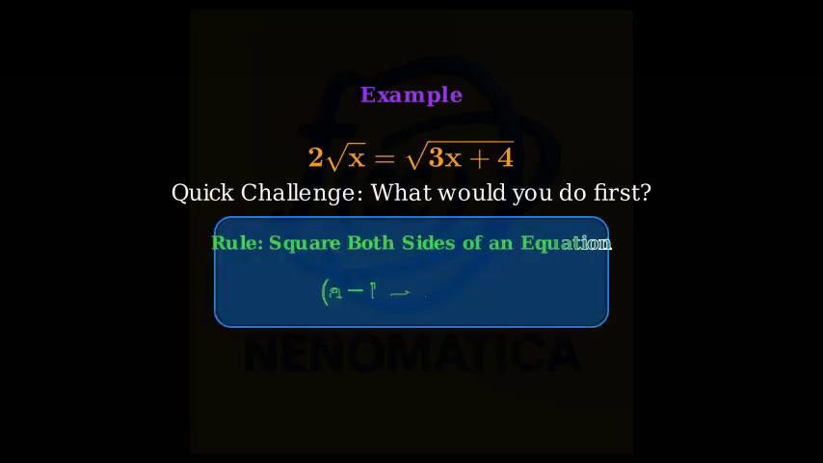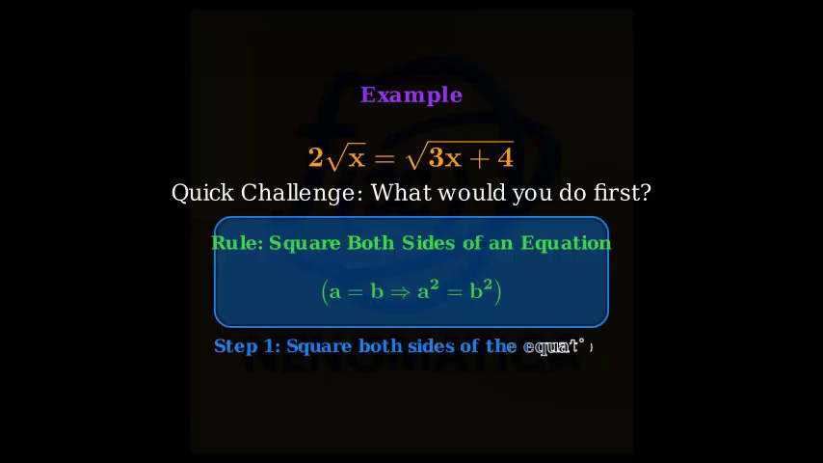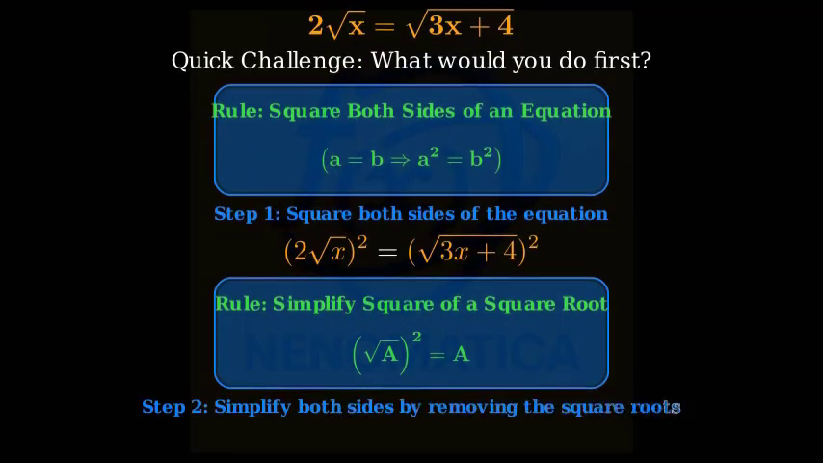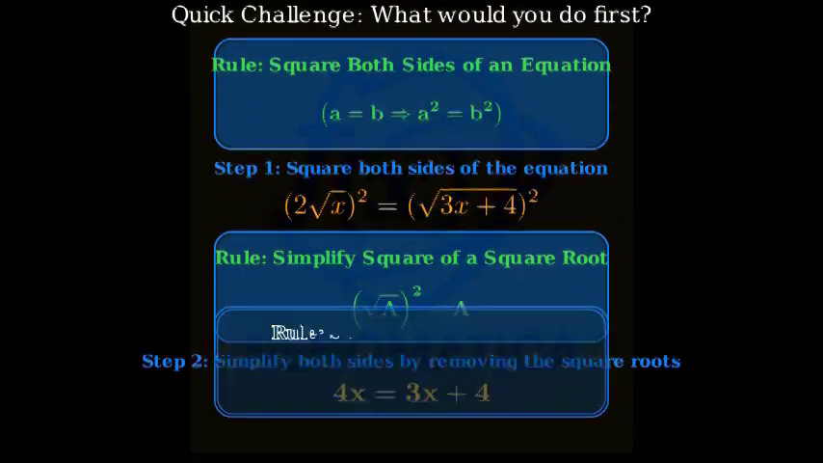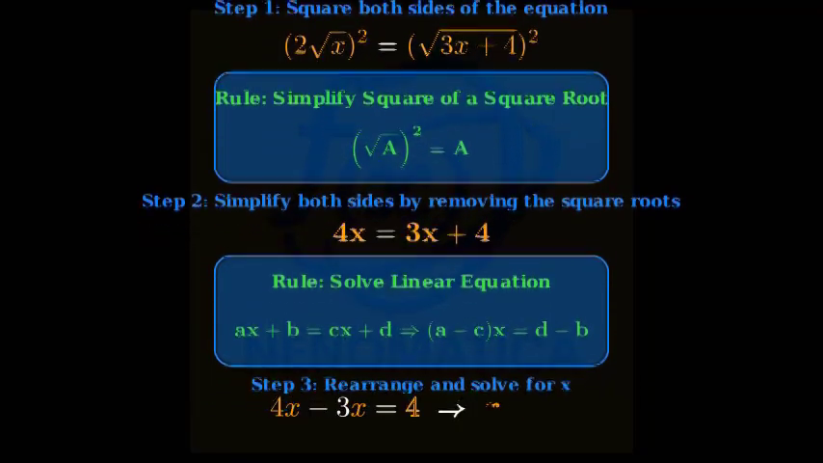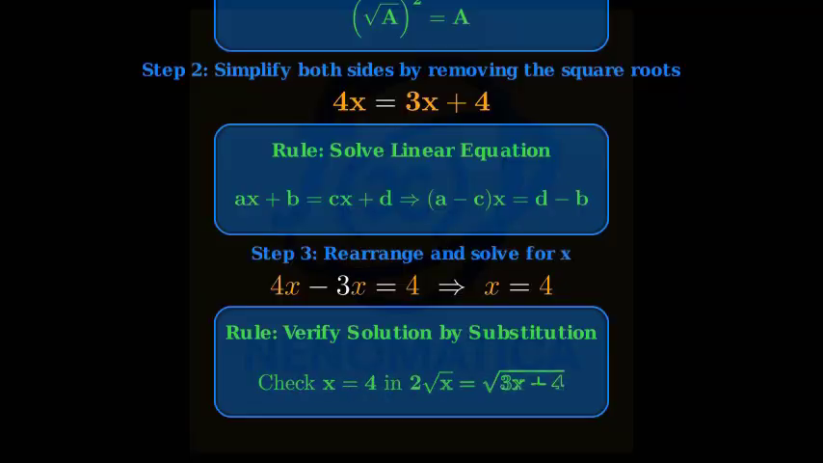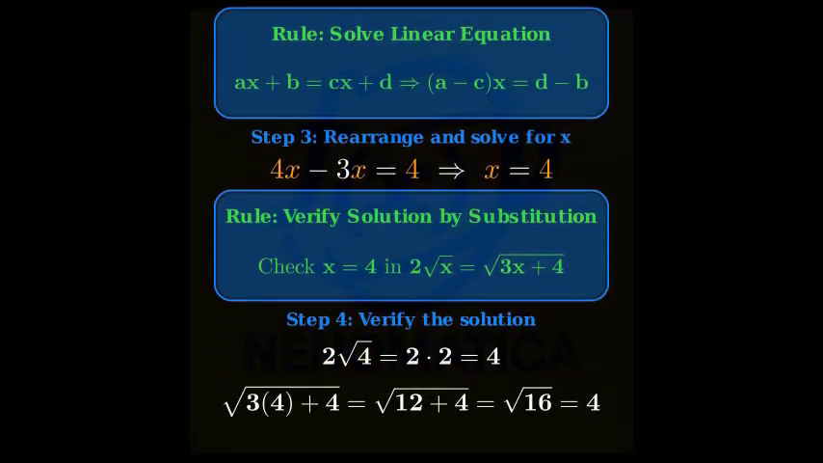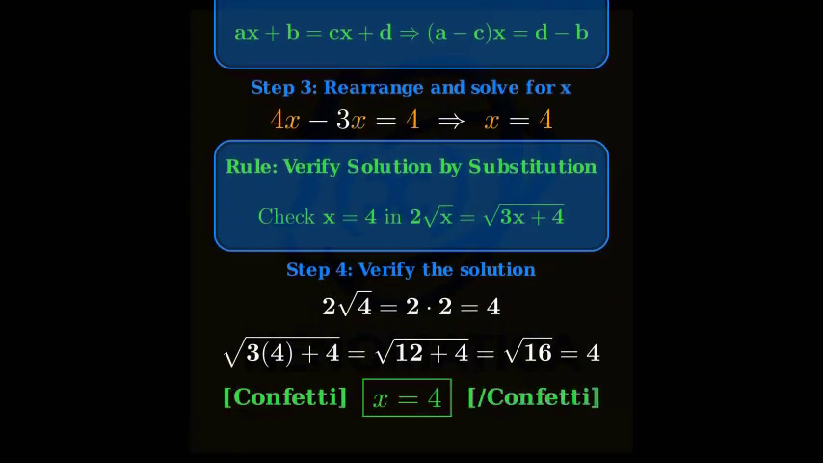Rule. Square both sides of an equation. Then we apply it to both sides to remove the radicals. Rule. The square of a square root equals the radicand. Simplify each side carefully. Now solve the resulting linear equation by collecting like terms. Always verify. Substitute x equals 4 into the original equation and compare both sides. Both sides equal 4, so the solution is valid. Present the final answer in green.